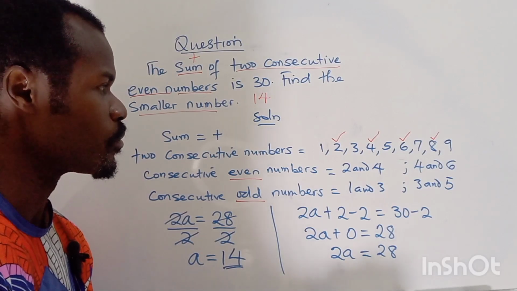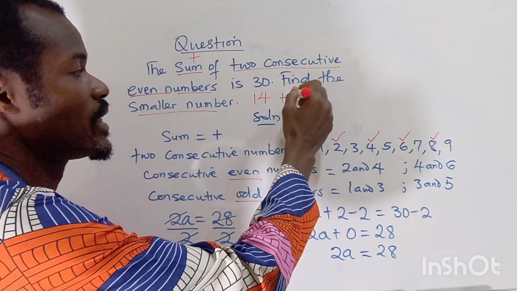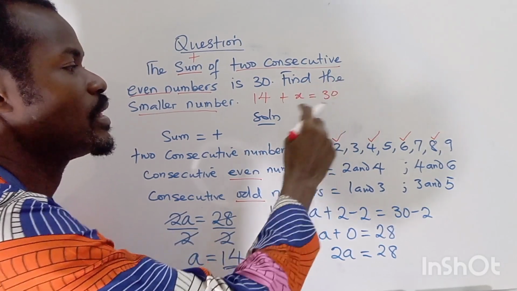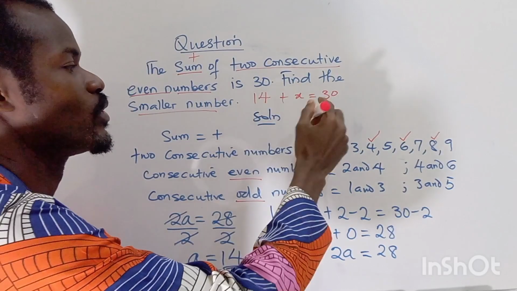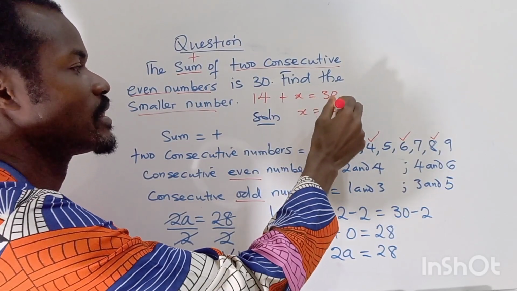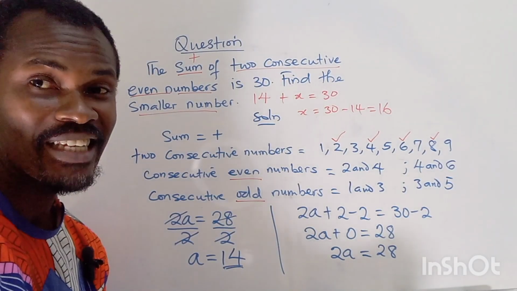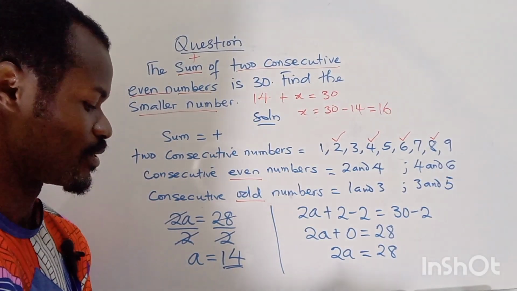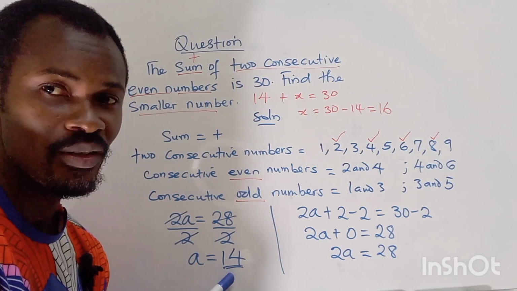Alright? So what becomes the big number? Well, if you look at it, it means 14 plus x should give you what? 30. So the big number should be 30 minus 14. So x is what? 30 minus 14, which is 16. But in this case, what we are being asked to solve for is 14. That gives us the solution.